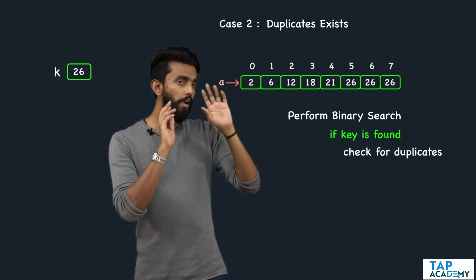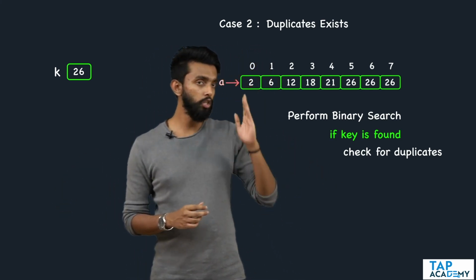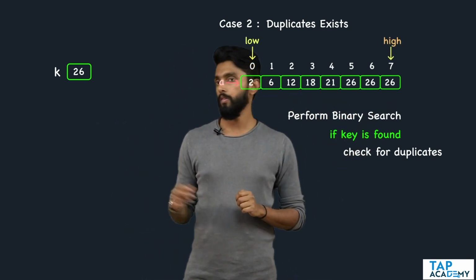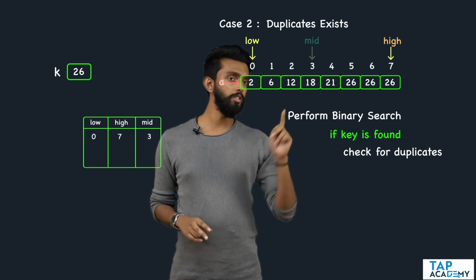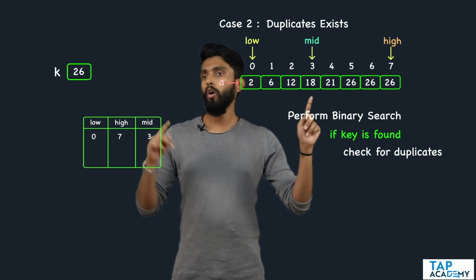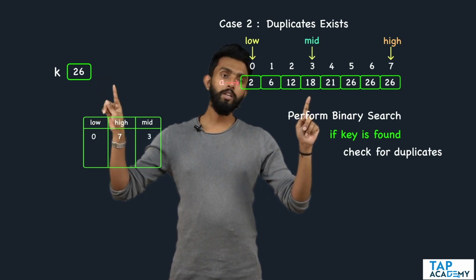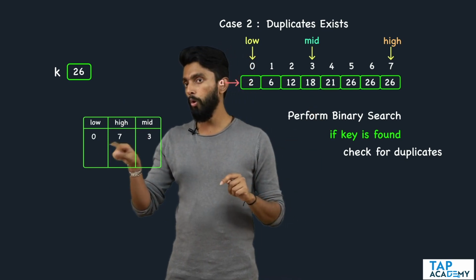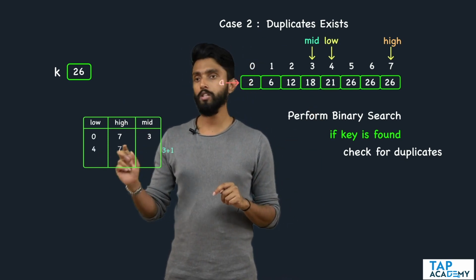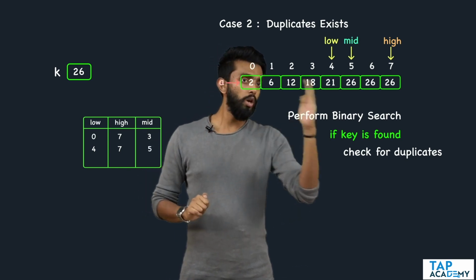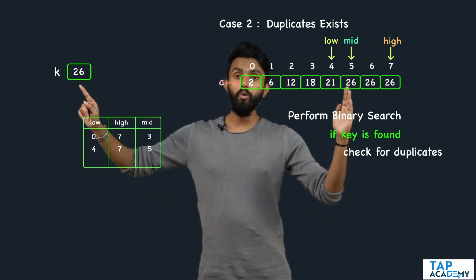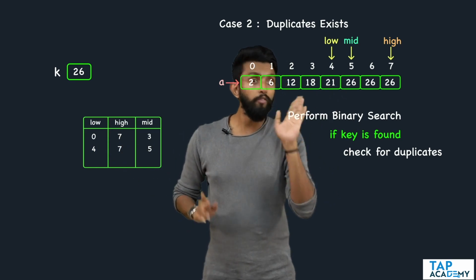It's very simple. First of all, let's perform binary search. Okay, low, high, 0, 7. 0 plus 7 divided by 2, mid is 3. Third element is 18. Obviously, it is not equal to the key. Key is greater, which means I'll adjust low. Low becomes mid plus 1, 4. High remains the same. 7 plus 4 divided by 2 is nothing but 5. So I will come to 5. It's equal to the key. If it is equal to the key, I found the key.